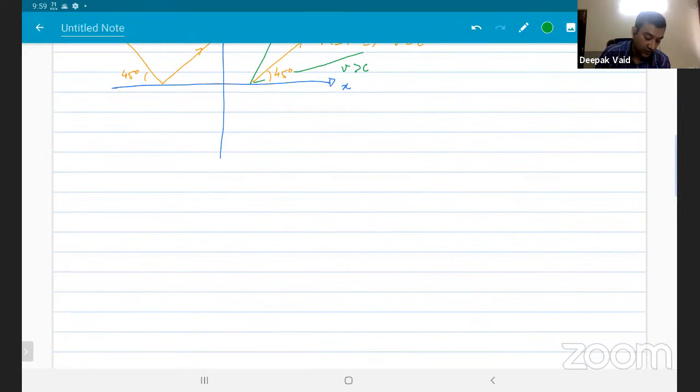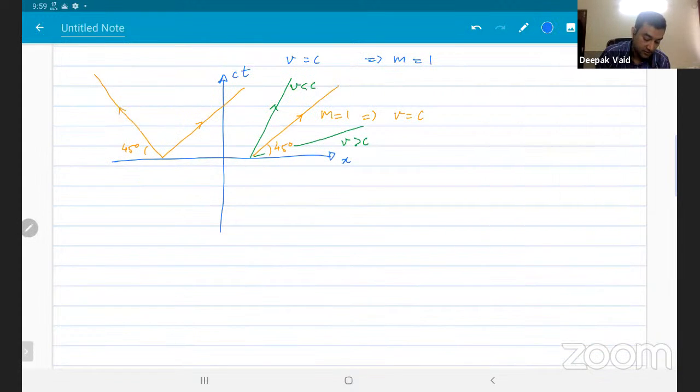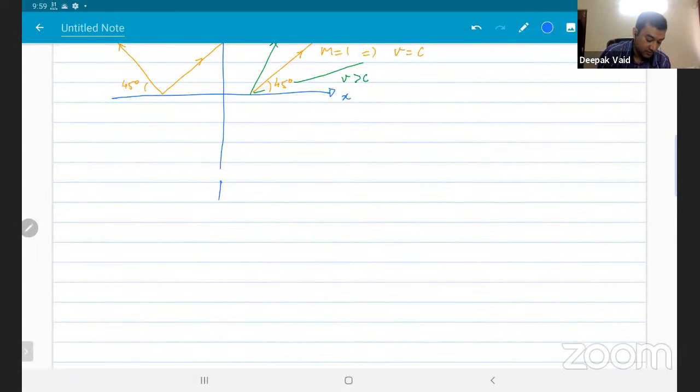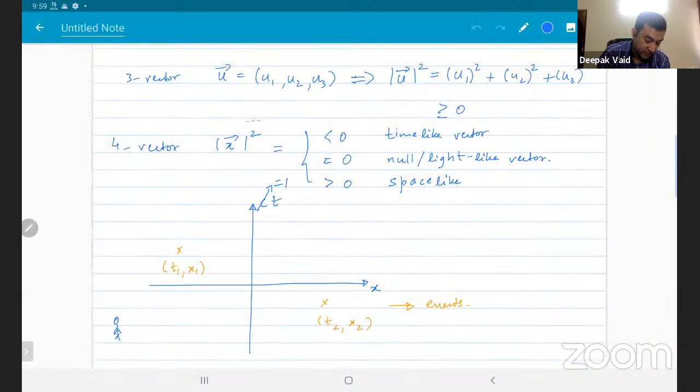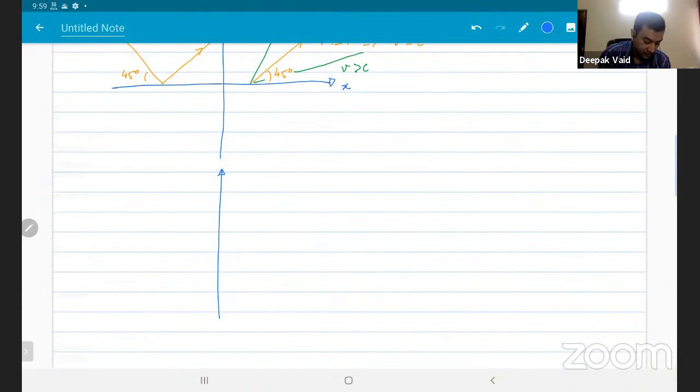So again, what does all this have to do with this? Remember that we talked about the length of a vector and how it can be less than 0, equal to 0, or greater than 0. So now let's look at 2 points in our space-time. Let's say this point and this point.